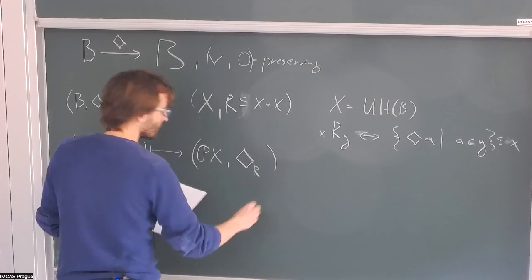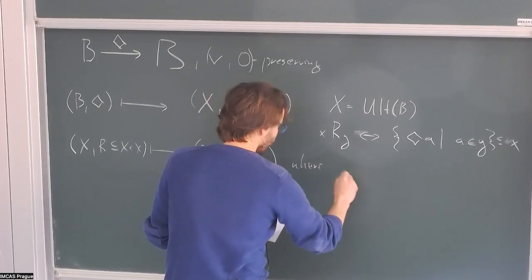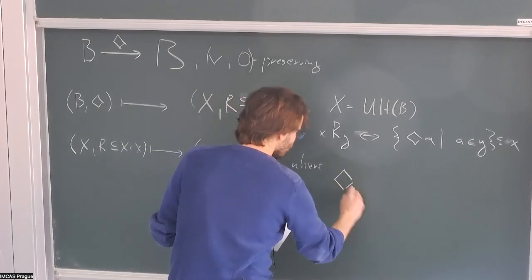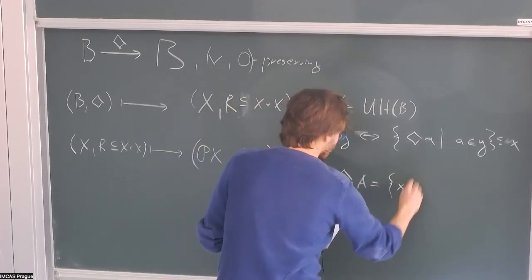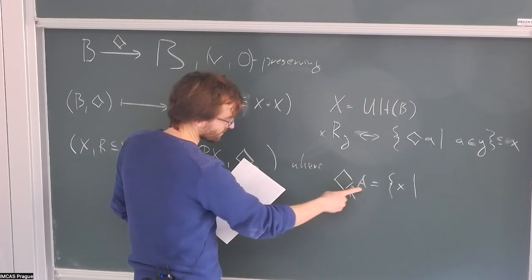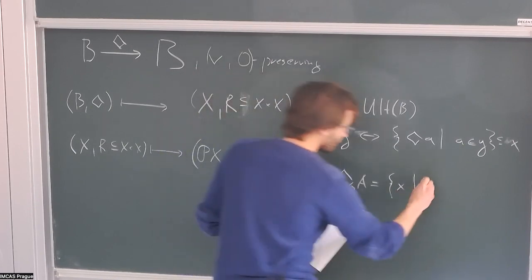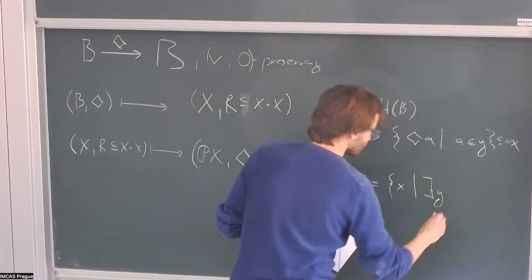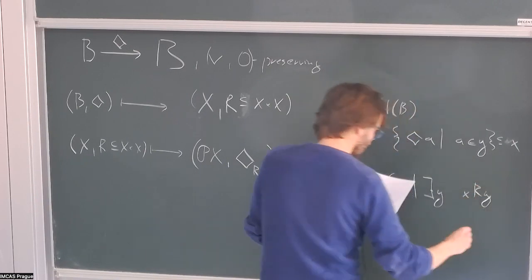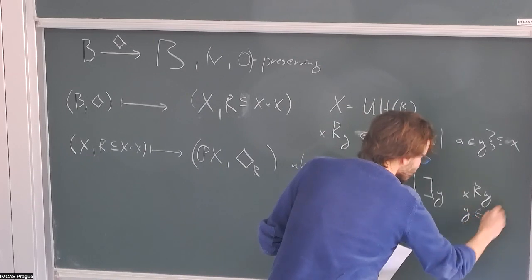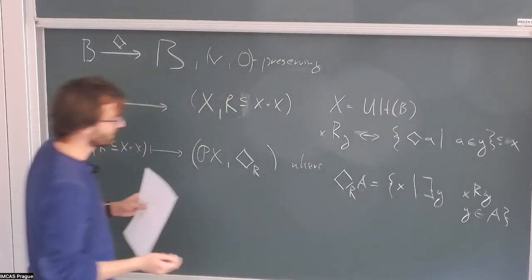I have such an operation. I apply this unary operation on a subset A of X, and I get the set of points such that there exists a Y, so that I move from the point by R to this Y, and Y is in this set A. Right? So you might have seen this before. It doesn't matter.